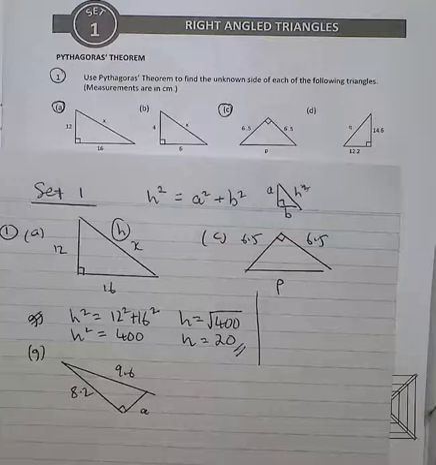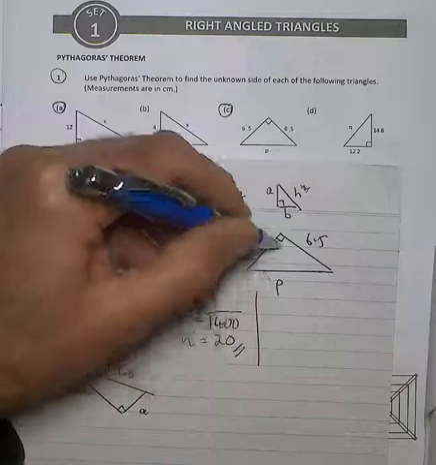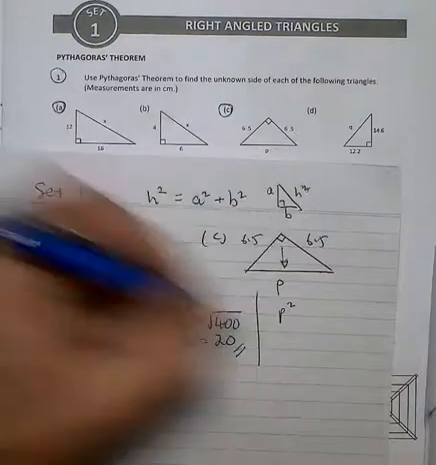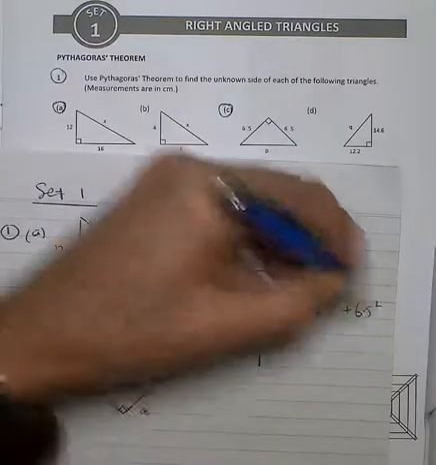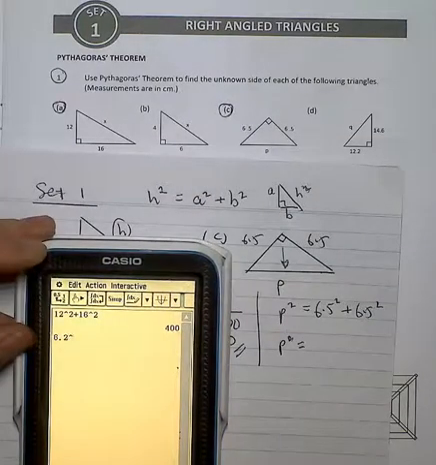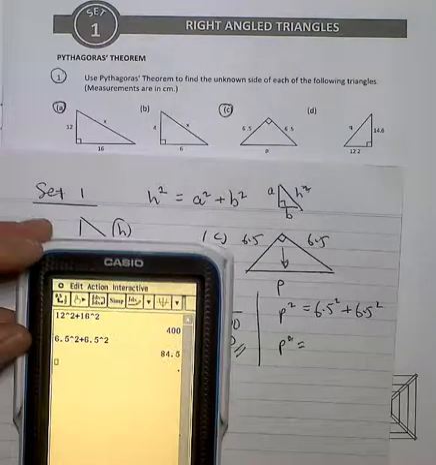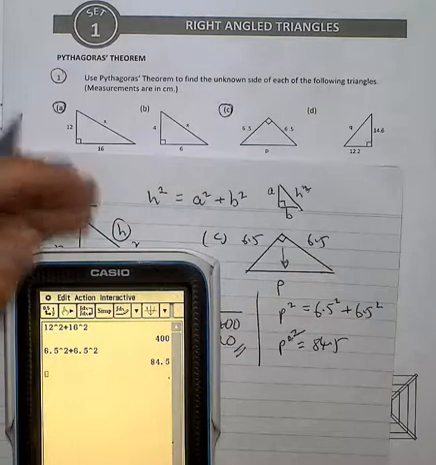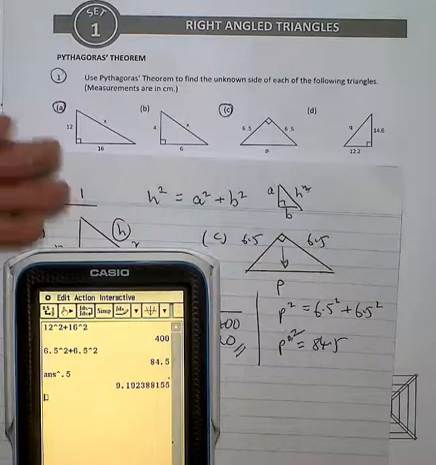When we look at question C, even though the triangle appears to be on its side, we are dealing with the hypotenuse. The hypotenuse is the length opposite the right angle. So in this instance, p squared is equal to the addition of the square of the other two sides. So 84.5. Now, that clearly is too big for the side length, so we take the square root. I simply raise that to 0.5, and that's 9.19.